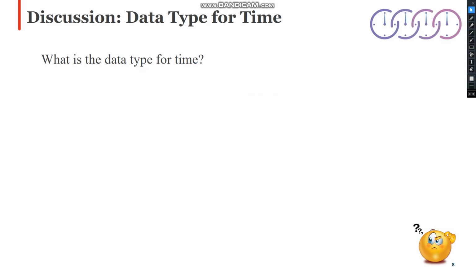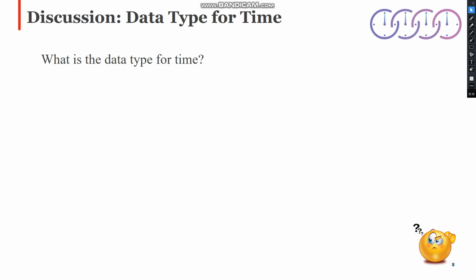Lastly, we have a question here. What is the data type for time? Is it quantitative or qualitative? Think about it. The answer is actually both.